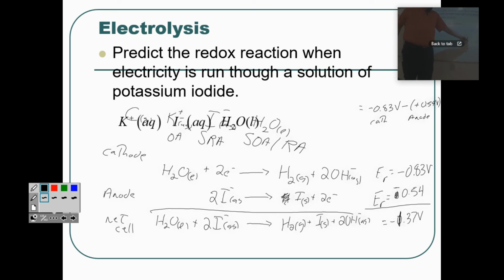What other thing are you going to see at the cathode? Gas. Bubbles, right? Gas being created. And we should see a solid being created at the anode, and it's actually a brown solid. Iodine is brown, not that you have to know that. So you would see a brown solid at the anode, and up here you had the other stuff at the cathode. Any questions on that?